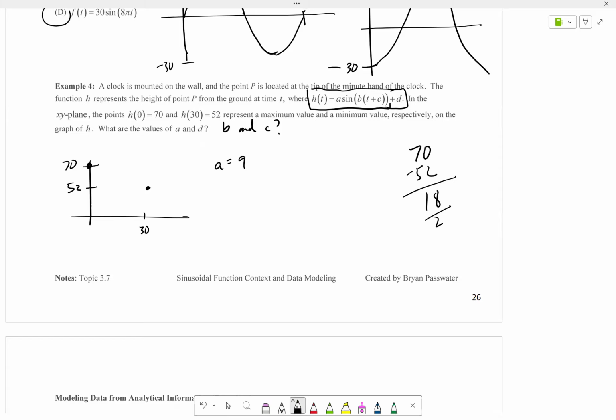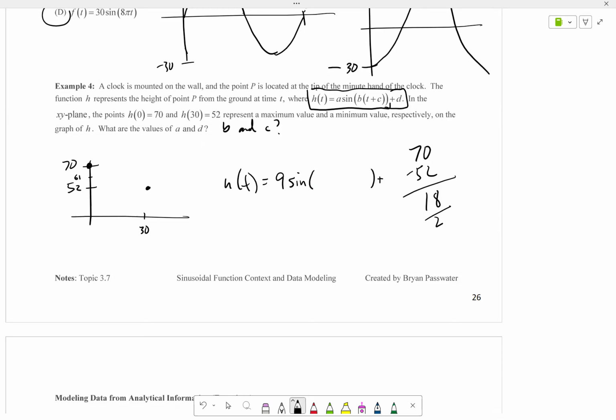Then for D, basically I find how much it goes up on the Y. I see, so you're focused on B and C, is that right? Actually, before that, do you see where it is on the graph? Is it closer to 70 or closer to 52? It's in between, it's 61. Just the midline. Are we okay with that?